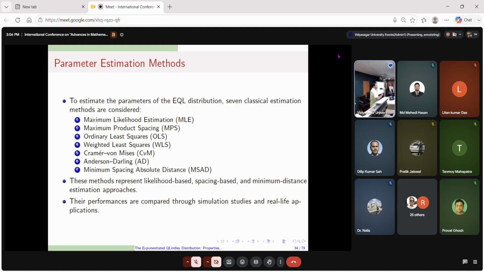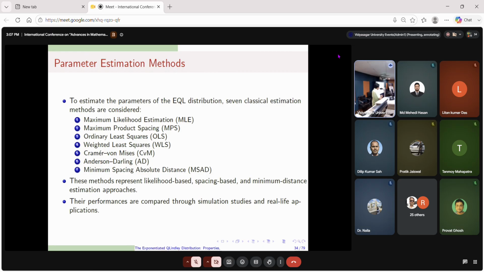Now see, once you have a particular distribution, once you have a new distribution, then our main intention is to what? We have to estimate the parameters. Sometimes a particular distribution has 2 parameters, 3, 4, 5 or 6, whatever. But in our case, our number of parameters is 2. Now there are different estimation techniques, so out of these we have adopted only this one.